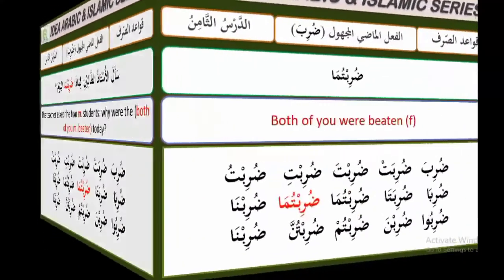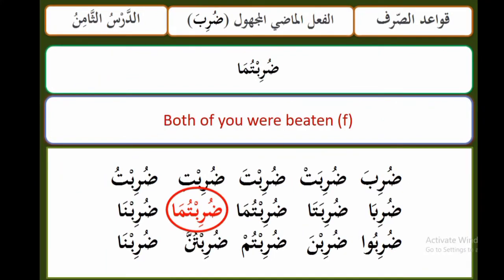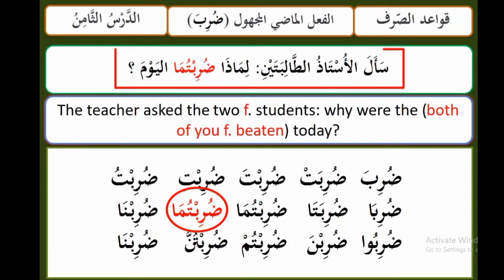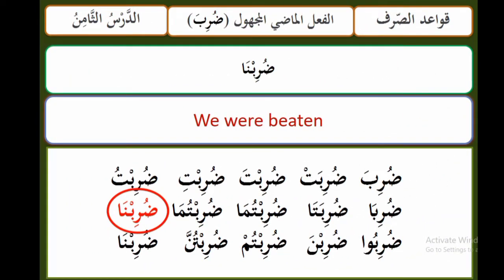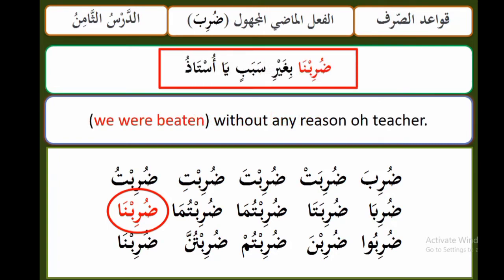The next is also ضربتما, and this means both of you were beaten for feminine gender. Example: سأل الأستاذ الطالبتين لماذا ضربتما اليوم. This means the teacher asked the two female students, why were the both of you beaten today? The next is ضربنا, and this means we were beaten. Example: ضربنا بغير سبب يا أستاذ. This means we were beaten without any reason, O teacher.